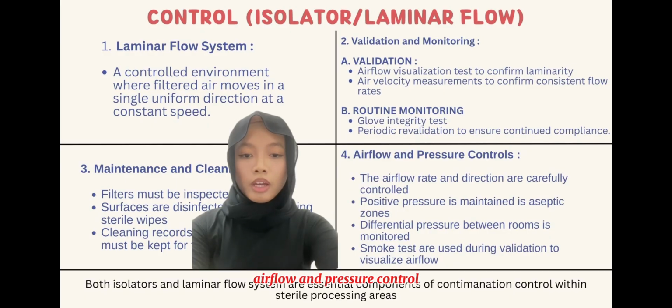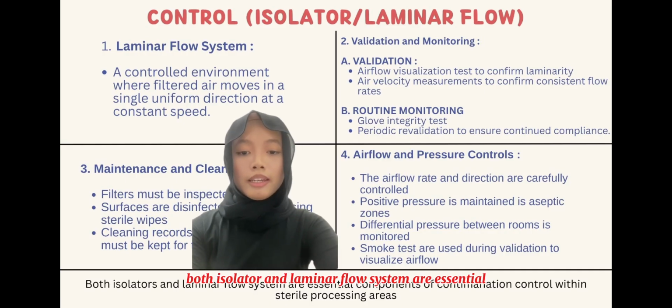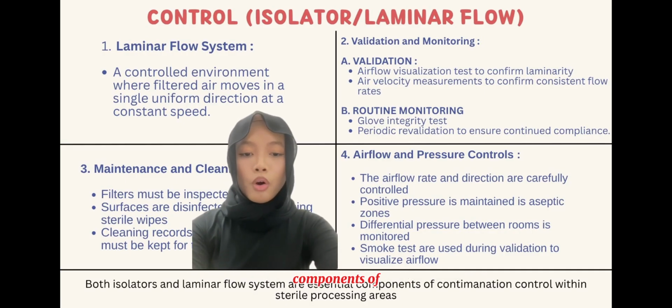4. Airflow and pressure control. Airflow rate and direction are carefully controlled. Positive pressure is maintained in aseptic zones. Differential pressure between rooms is monitored. Smoke tests are used during validation to visualize airflow. Both isolator and laminar flow systems are essential components of contamination control within the sterilized processing area.